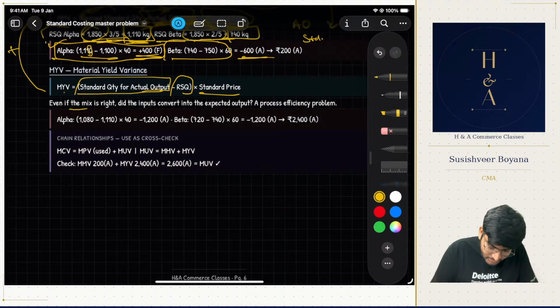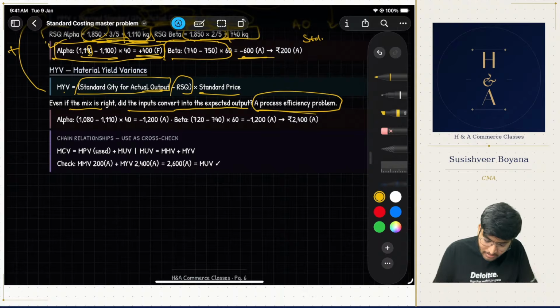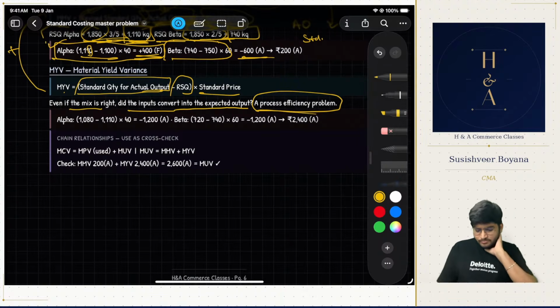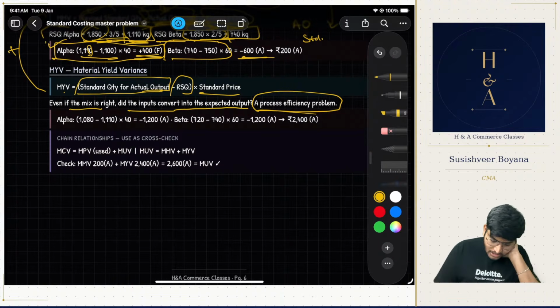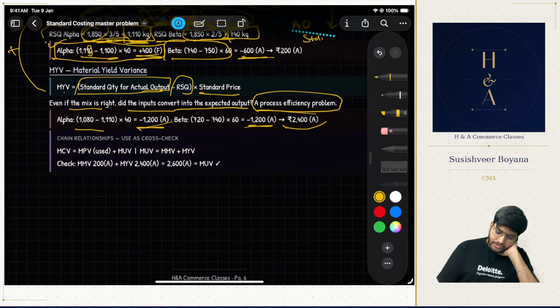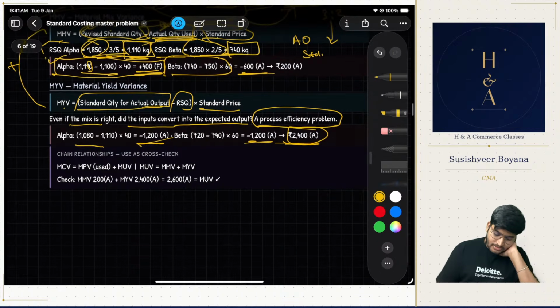Even if the mix is right, did the inputs convert into the expected output is a question. That is why it is a process efficiency problem, because we see Alpha is adverse of 1200 and Beta is also adverse of 1200. So net off, we are adverse of 2400 for material yield variance.